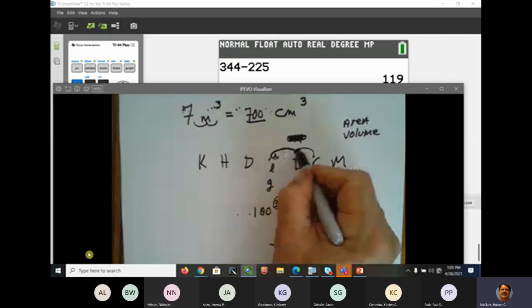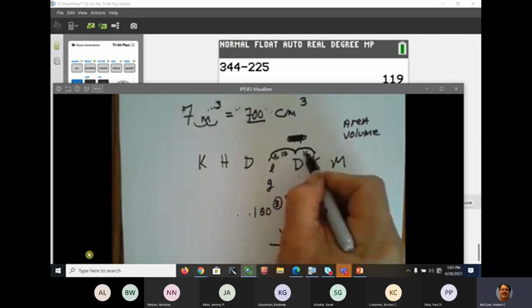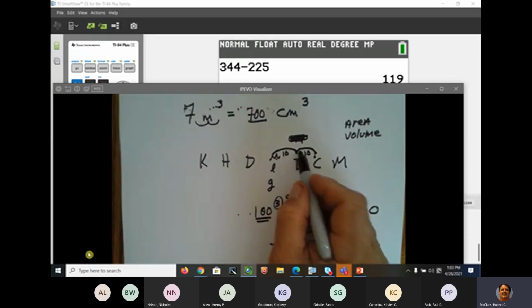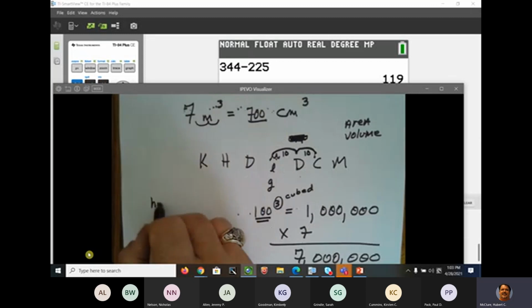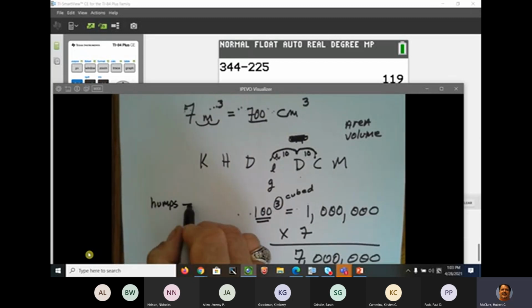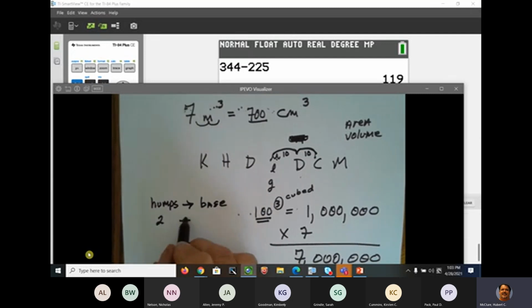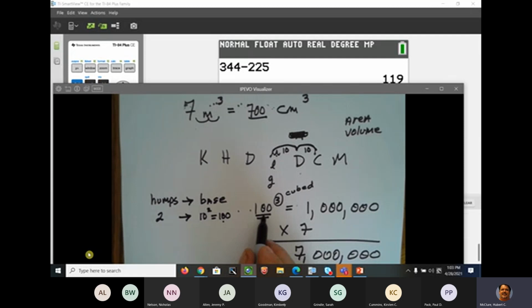This right here was 10 times 10, 100. Your humps are going to give you your base. We had 2 humps. That's equal to 10 to the 2nd power, which is equal to 100. And that's your base, 100. Now, what if we were doing area? If we were doing area, we would just square it. If we're doing volume, we cube it.